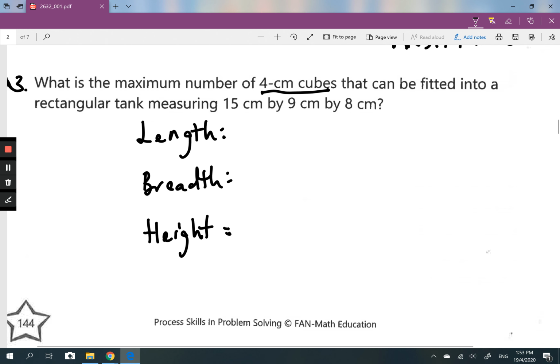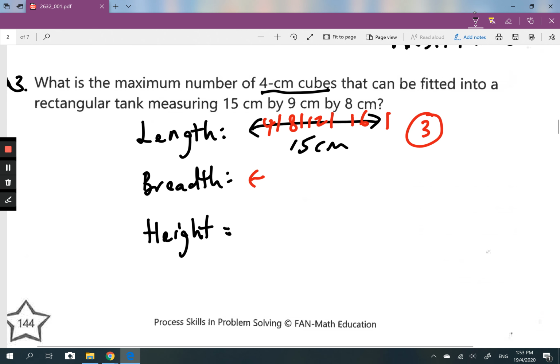the number of cubes at the breadth, and the number of cubes at the height. Right, so what's the maximum number of 4 centimeter cubes along a length of 15 cm? How many 4s can be formed? We can do a simple sketch because the number is rather small. It's 4, 8, 12. The next one will be 16, which is more than 15. And that tells us that the maximum number of 4 cm cubes along the length is 3.